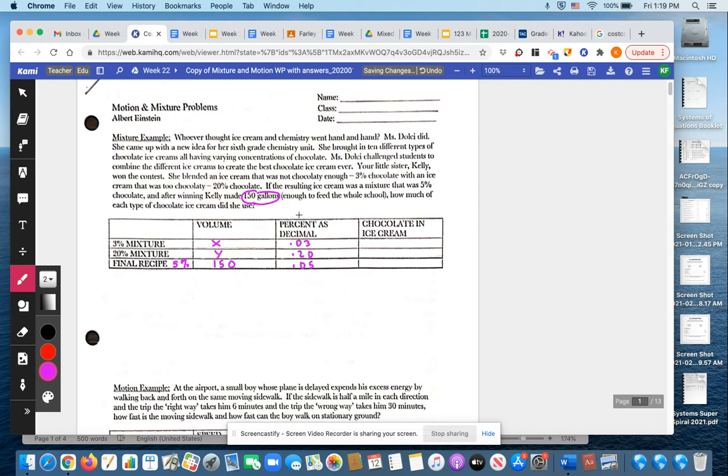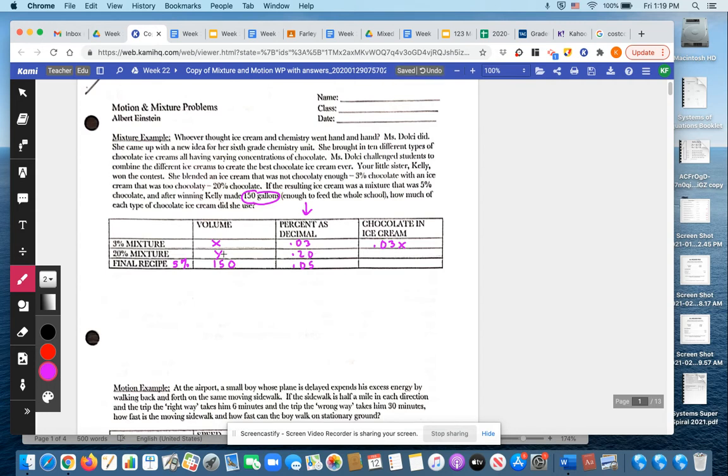This column, once again, is only here to help you organize your material. Now, the chocolate in the ice cream. I'm taking 3% of a certain amount of ice cream here, a certain number of gallons of ice cream. 3% of that amount can be written as 0.03x.